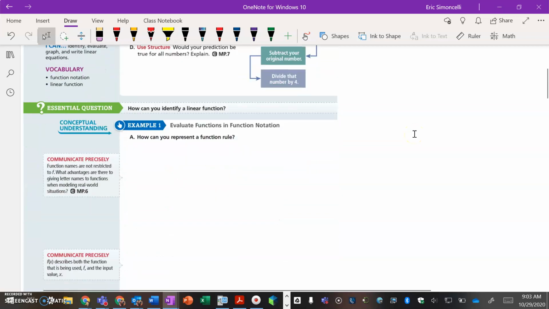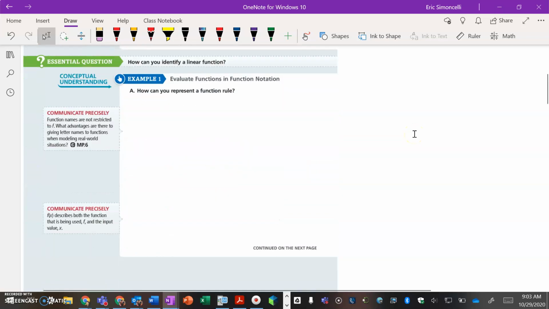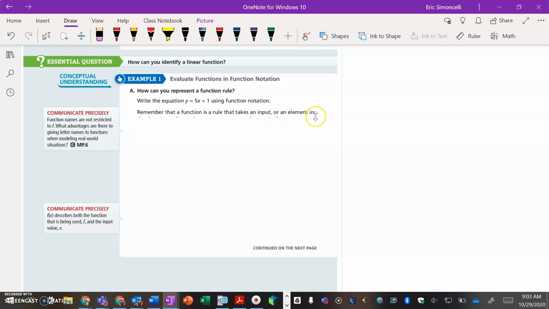Example 1. Evaluate functions in function notation. How can you represent a function rule? Write the equation y equals 5x plus 1 using function notation. Remember that a function is a rule that takes an input, or an element in the domain, and maps it to an output, or an element in the range.